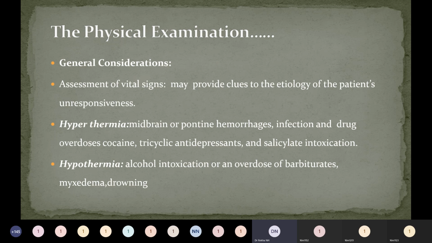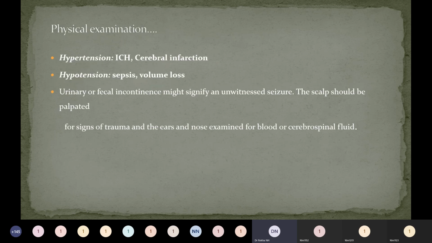Hyperthermia can be present most commonly in a spontaneous hemorrhage, or hyperthermia can be present in an infection. In infection, it can indicate usually cerebral malaria or an encephalitis. And sometimes hyperthermia can be present in drug overdoses or tricyclic antidepressants. So hypothermia is most commonly present in patients with myxedema, drowning, or alcohol intoxication. So a patient can get hypothermia.